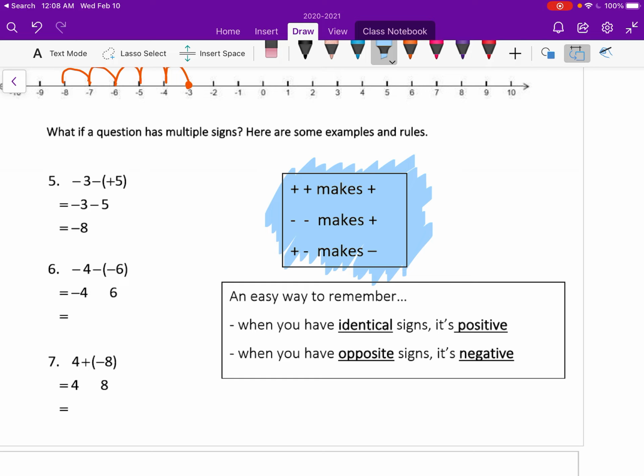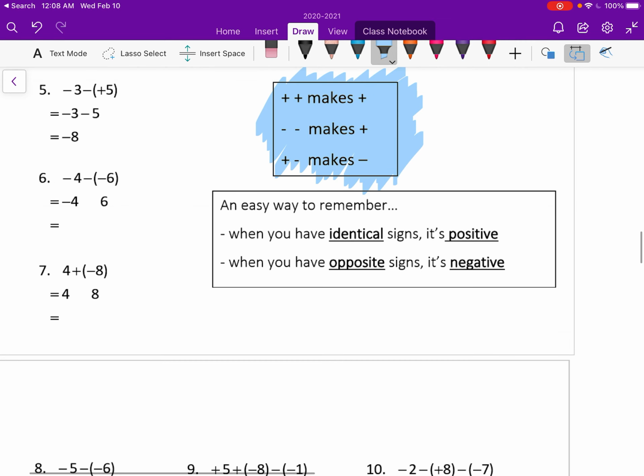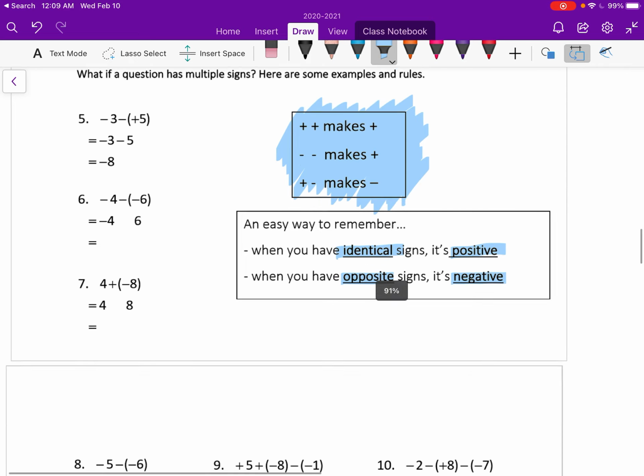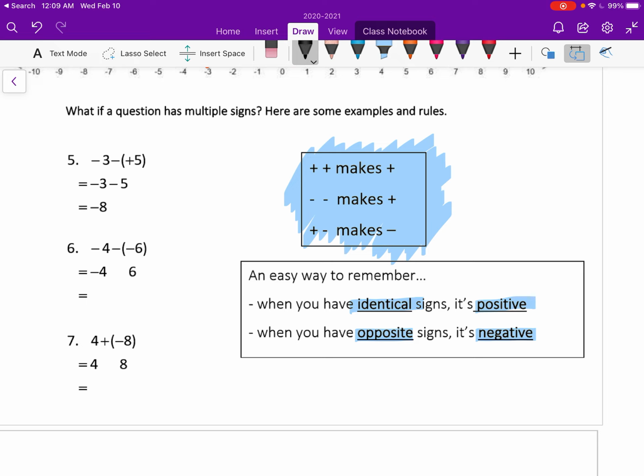An easy way to remember this is to remember that when you have identical signs, so when you have the same sign, it's positive. When you have opposite signs, so if you have a positive and a negative, or a negative and a positive, it's a negative. Okay? So here we have a negative and a positive, so we leave it as a negative. It becomes negative 8. Here you have a negative and a negative, so what does this become? A positive. So you have 4 plus 6, and this becomes 10.